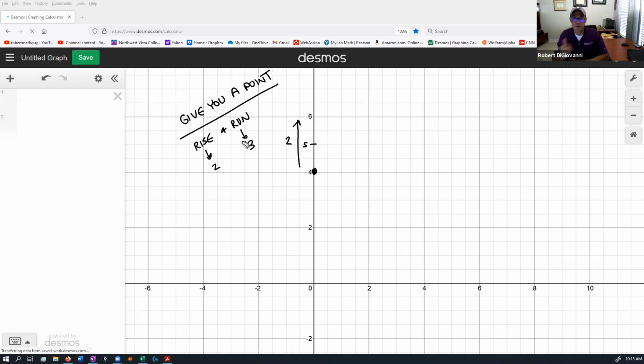And then run is going to be to the right. So we move 3 to the right. So careful, this is 1, here's 3. So we're going to go over 1, 2, we're going to go to here, that's 3, and we'll draw our dot right there. And then that would be it. You draw your line and you're done, right?